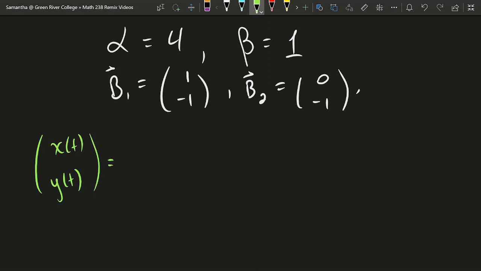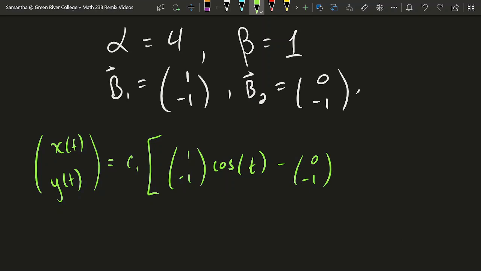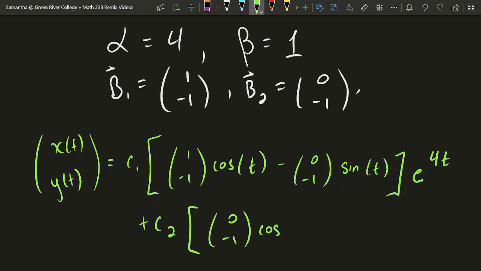So looking back at the theorem, we have C1 times B1 cosine of beta t, take away B2 sine of beta t, times exponential alpha t, and then C2 times B2 cosine beta t, plus B1 sine beta t, times exponential alpha t.